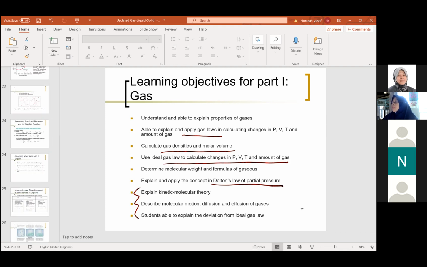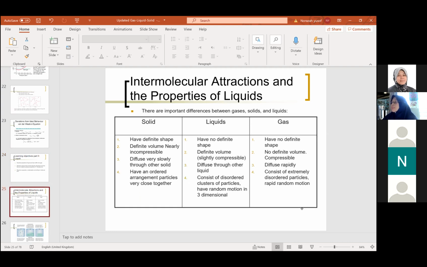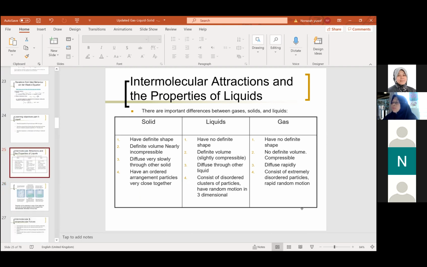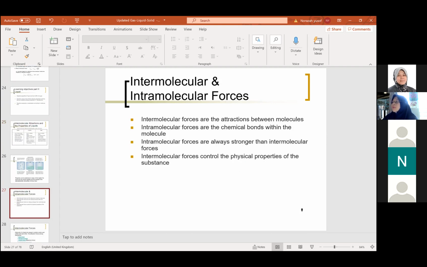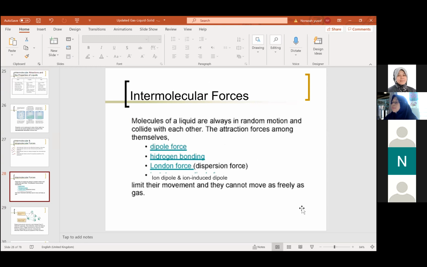And the second part, we discuss liquid. We discuss intermolecular attractions and the properties of liquids. And the most important is we discuss intermolecular and intramolecular forces. So you have to know all this. You have to be able to describe each of these.